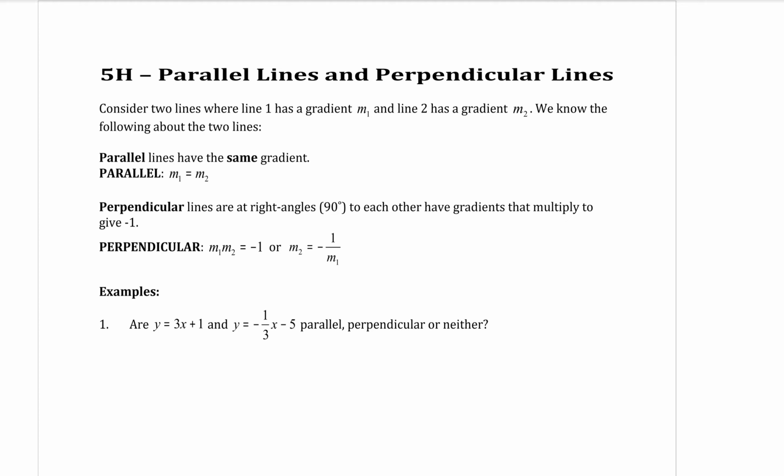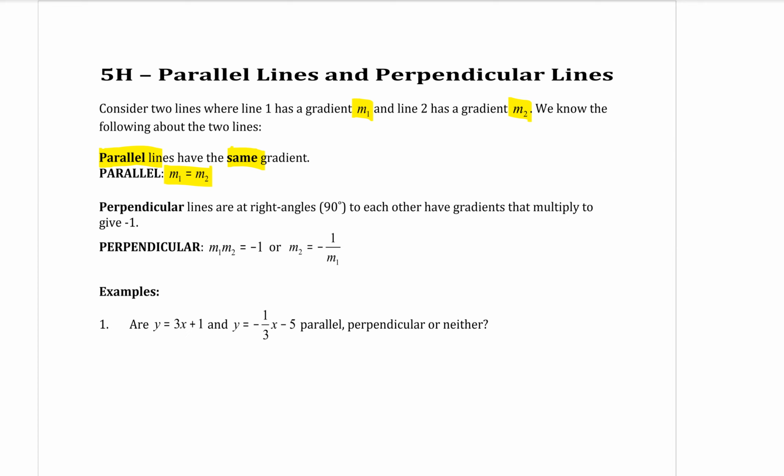So consider two lines. Line 1 has a gradient of m1 and line 2 has a gradient of m2. We know the following things about the lines. If the lines are parallel, it means that they're going to have the same gradient, which means that m1 would be equal to m2.